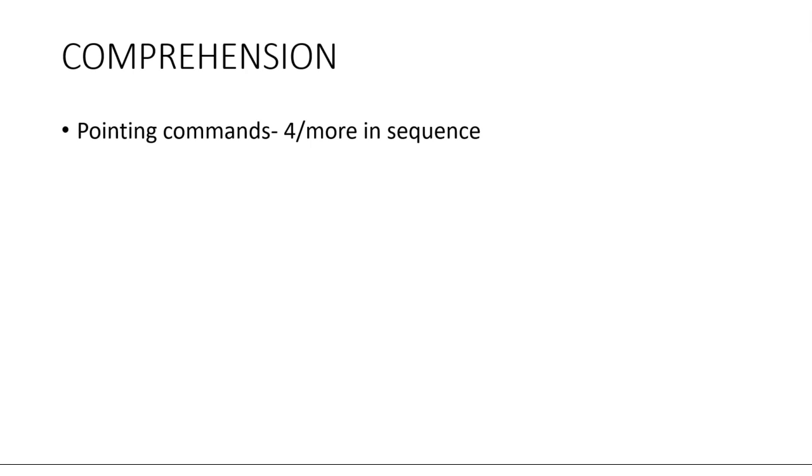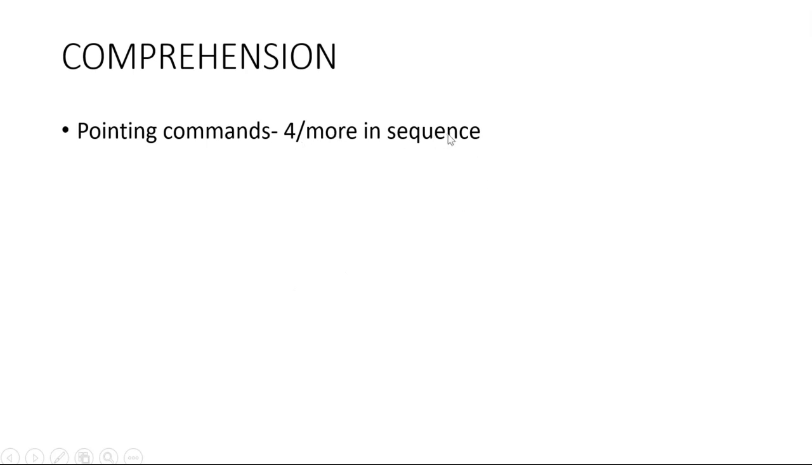So you start off with one object at a time first, and then slowly you start increasing the complexity. How? Like I can say, point to the fan and then the book. Point to the color green and then the cupboard. So similarly, you go on to increase the complexity of pointing commands, and it has been noted that a normal patient is able to point to 4 or more objects in sequence.